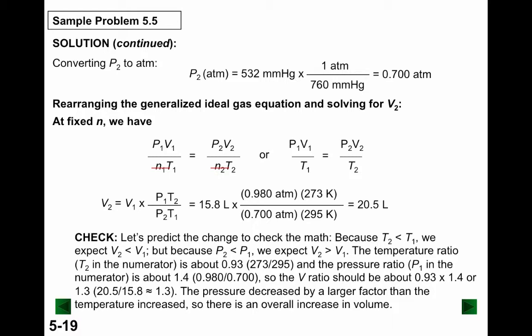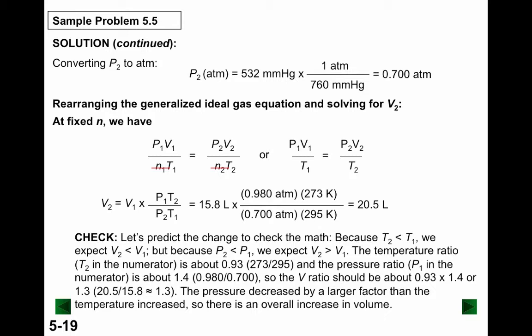So what we have done is to rearrange the ideal gas equation to solve for R. This gives us R1 is equal to P1 V1 over N1 T1, and we can do the same thing for R2. Since the value of R is the same, we can set these equations equal to each other to get P1 V1 over N1 T1 is equal to P2 V2 over N2 T2.